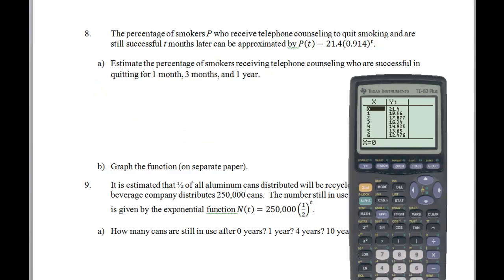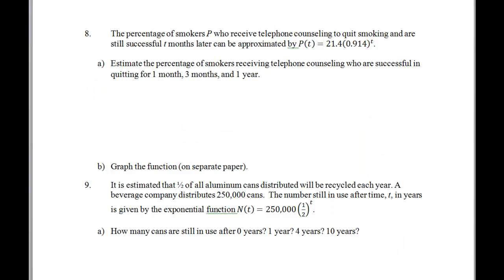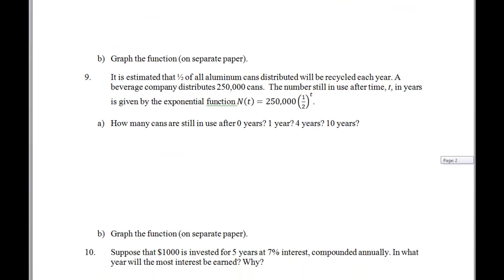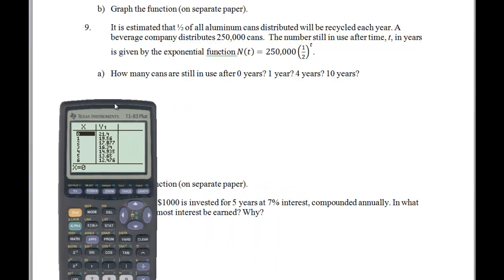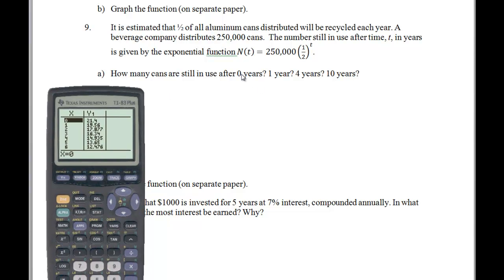All right, so let's go to the next problem, which talks about another decay rate. This is going to be half of all aluminum cans will be recycled each year. So let's see how that holds up over time. Now you'll notice that it's just going to ask how much after 0, 1, 4, and 10. Now in the previous problem, I just plugged the 0, 1, 4, and 10 into the little letter t here.